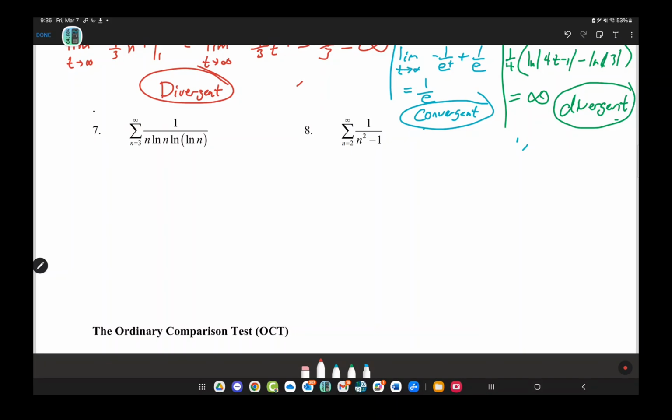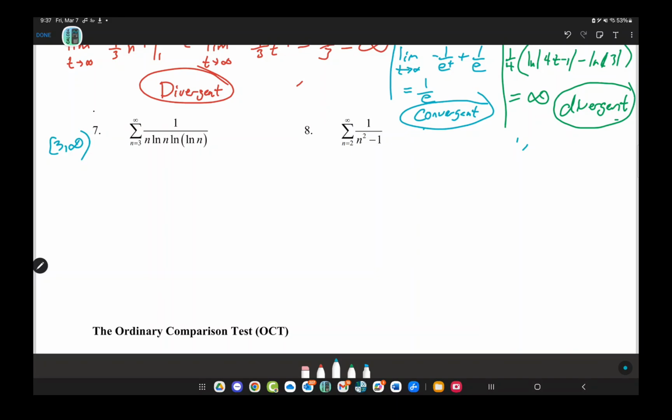Wait, do we have to change how it's written since it starts at 3? We would take the integral from 3 to infinity. Yeah, we would change our condition though. It's a good catch. This one begins at 3, which means I would change my condition to be from 3 to infinity.